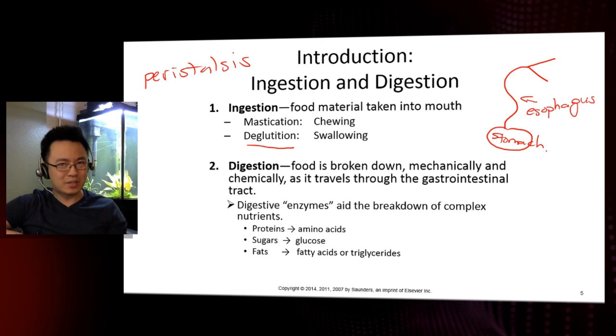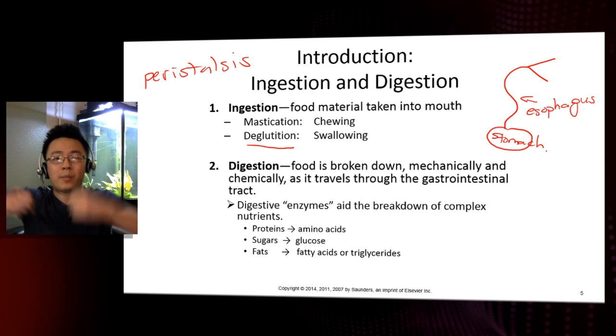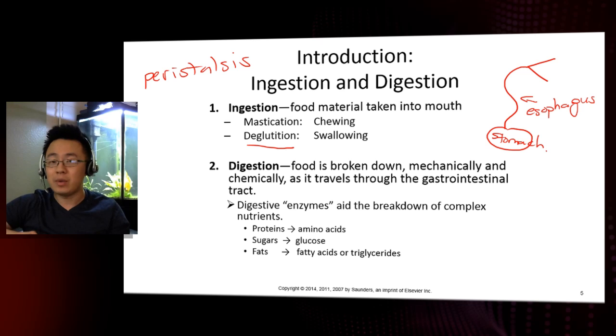Once the food lands into the stomach, it's not just enough that we chew it, but we have to chemically break it down. Now your stomach also can mechanically break down these foods. It does a lot of the squishing action in there, and in order to chemically break it down, you have a lot of enzymes in there like peptidases. So those are known as digestive enzymes, and enzymes for the most part are protein. And they break down complex nutrients.